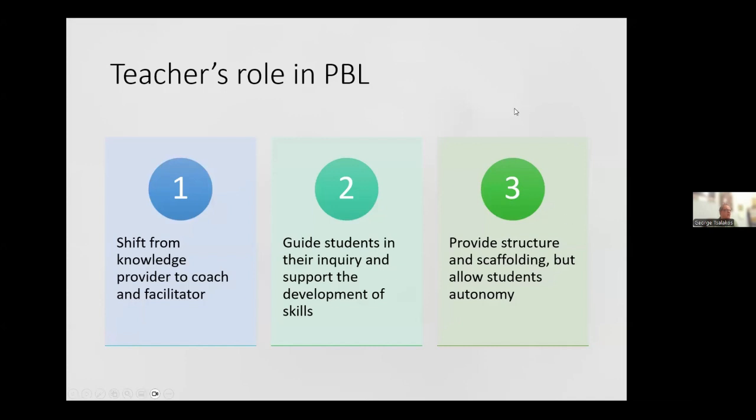The teacher's role in project-based learning: we have to shift from knowledge provider to coach and facilitator of the learning. We have to guide students in their inquiry and support the development of skills. And we have to provide the structure and scaffolding where needed, but not take the autonomy from our students. They have to have their autonomy to plan their work and implement it. But we have to give, of course, feedback if something goes wrong.